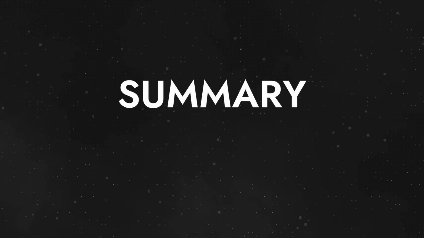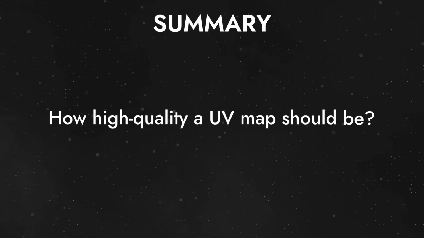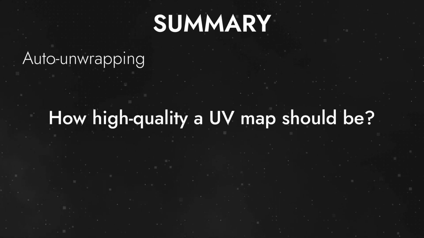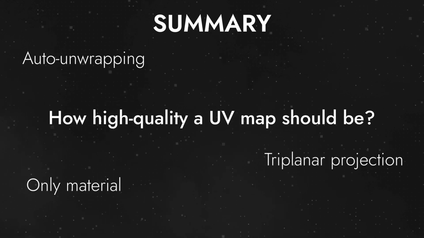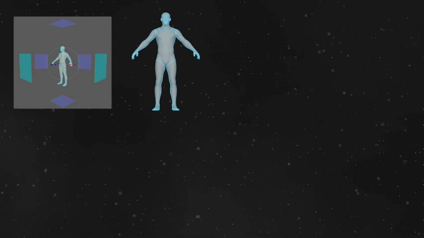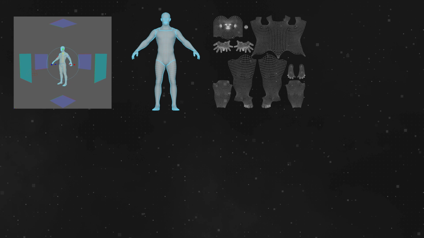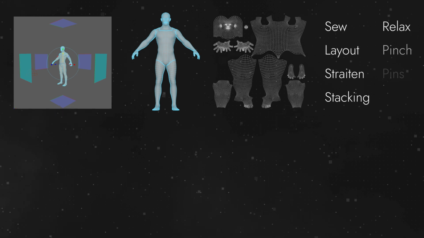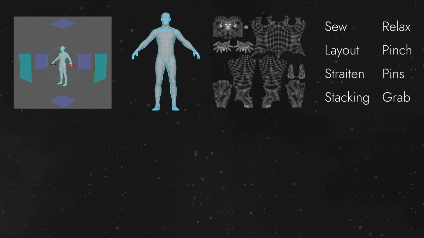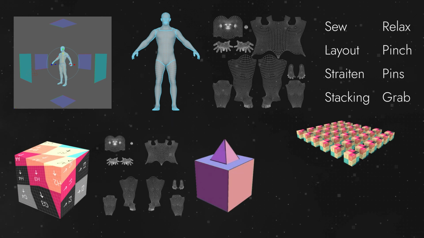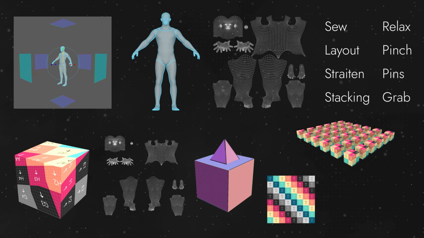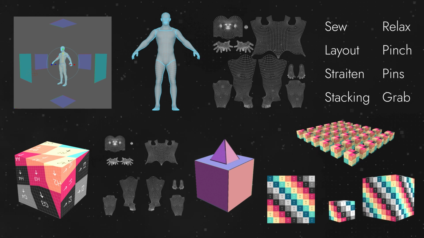Let's summarize. Think about how high quality the UV map should be. Can you use automatic unwrapping, apply triplanar projection, or maybe the model will have no textures but only material. If a high quality UV map is needed, create a projection, mark seams in inconspicuous places, and unwrap the model. Refine the map with various tools, remembering to pay attention to distortion, island sizes, pixel bleeding and stacking. Use the right checker during the process and if necessary adjust the texel density. After all that, you'll have excellent UVs.